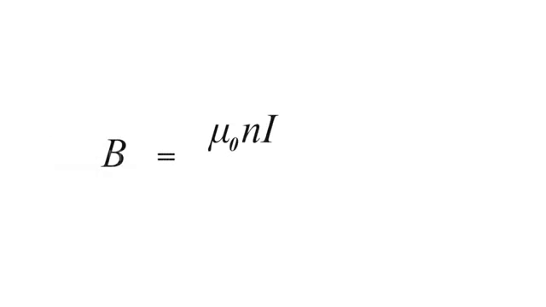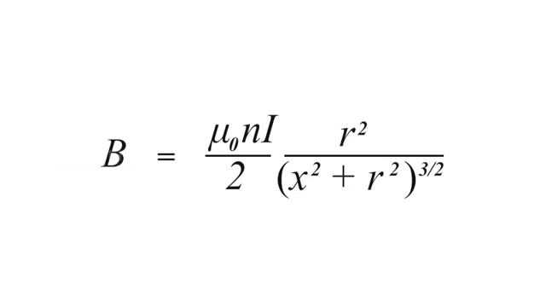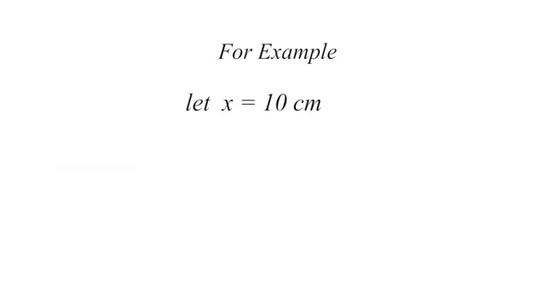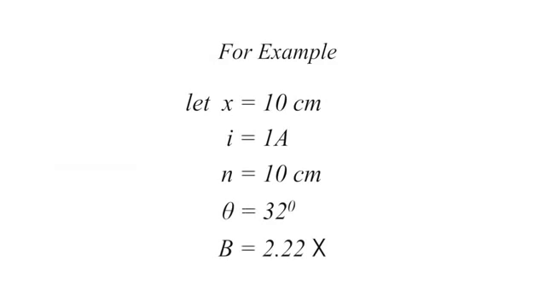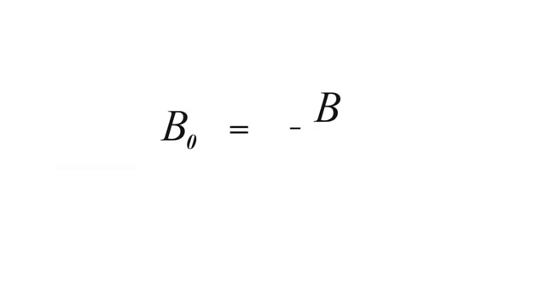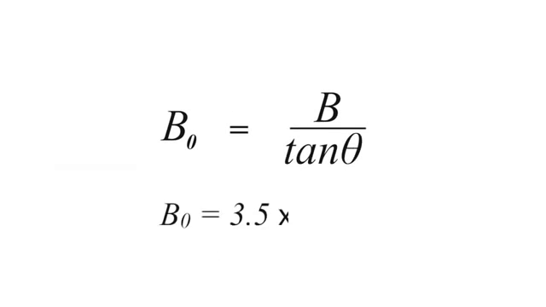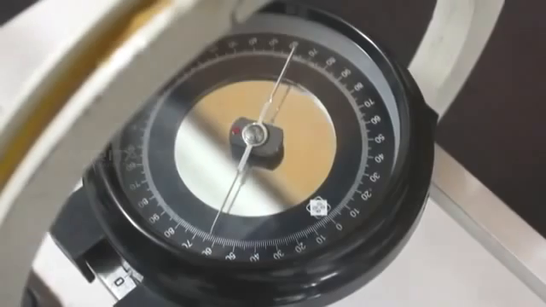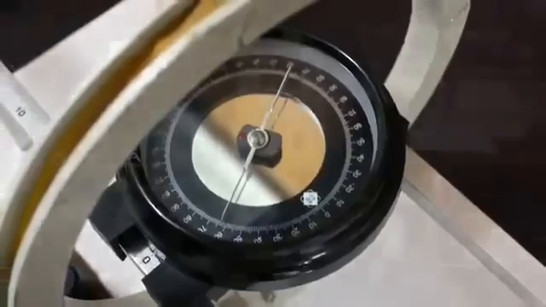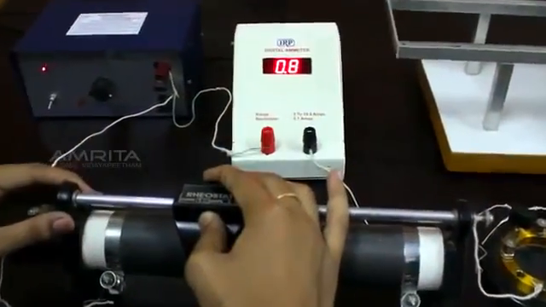B equals mu0 N I divided by 2 into r square the whole divided by x square plus r square the whole raised to 3 by 2. By knowing the theta values and B values at different points, we can calculate the horizontal intensity of Earth's magnetic field B0 using the equation B0 equals B divided by tan theta, which is a constant. The experiment can be repeated for different numbers of turns of the coil and for different currents.